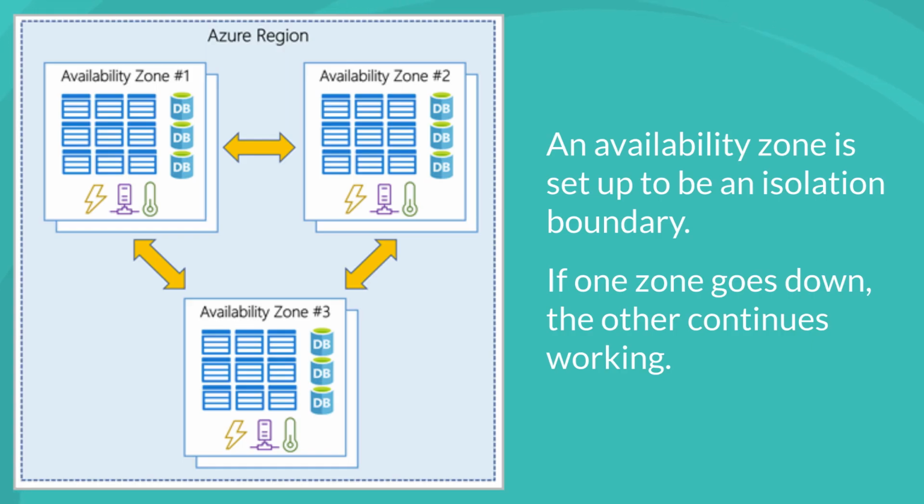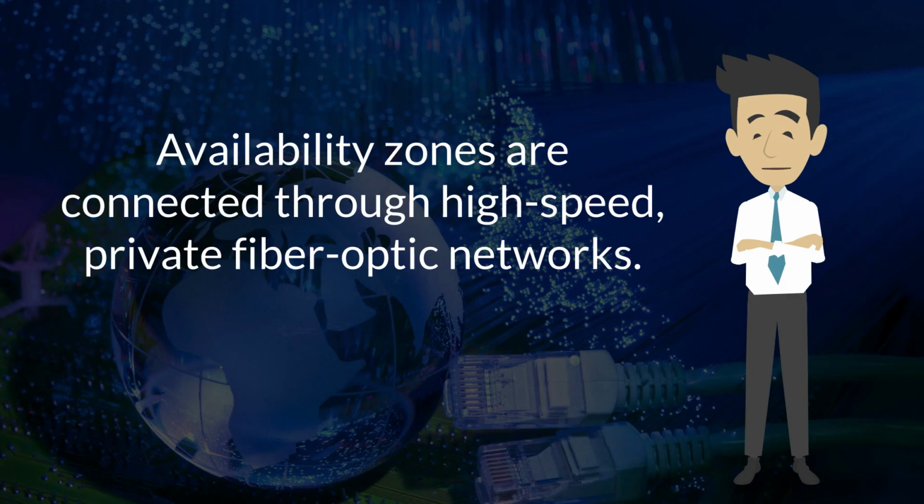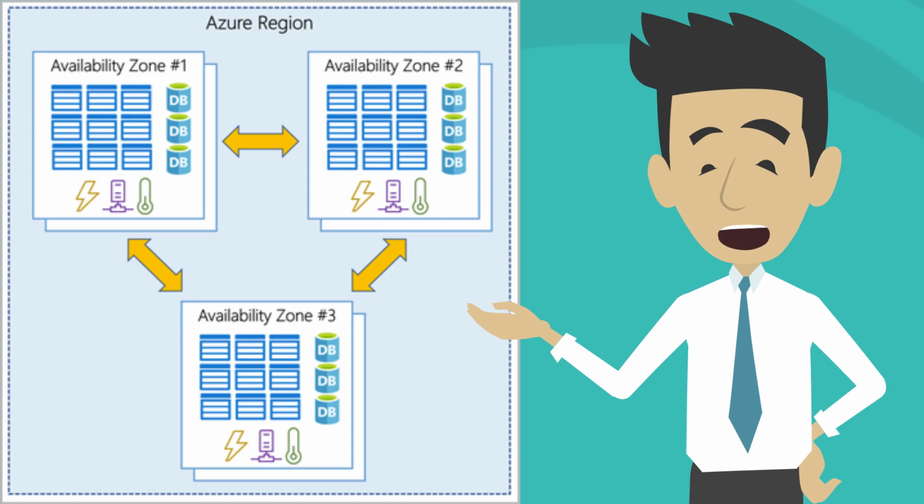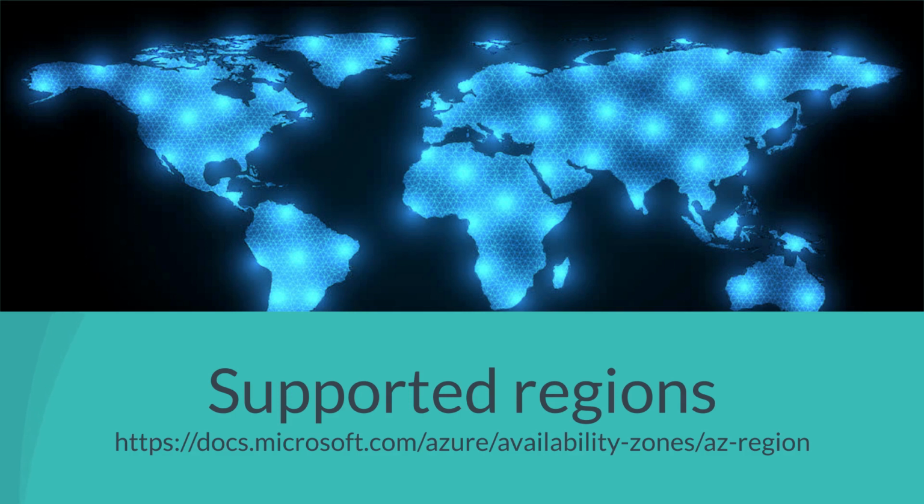An availability zone is set up to be what is essentially an isolation boundary. This means that if one of the zones goes down, the other one continues working. These availability zones are connected through high-speed private fiber optic networks. The image on your screen shows what availability zones look like within a region. Now, I should mention that not every region supports availability zones.